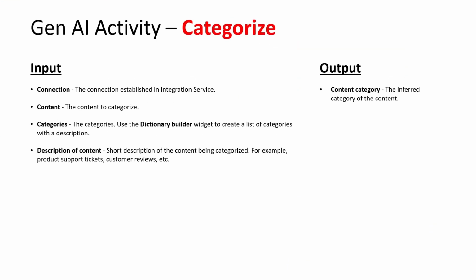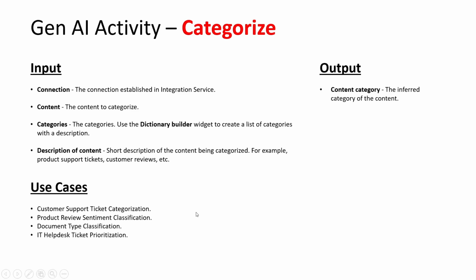So we have seen the input and the output that we need to pass in, right? But let us see the use cases that we can use this particular activity for. Okay. So we can use this activity for use cases, for example, like customer support ticket categorization, right? So here you can think of a scenario where you get an inquiry of multiple things like shipping delay, order status, or refund request, right? This kind of a scenario, you can use this particular activity.